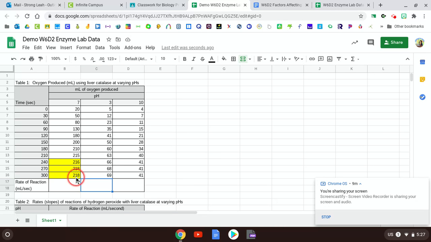So I want you to take a look at the 7 pH. Where does it look like it stops producing bubbles? Maybe around the 240 second mark. I want you to look at pH 3 and pH 10 and kind of decide for yourself where it might stop. Highlight it in green.